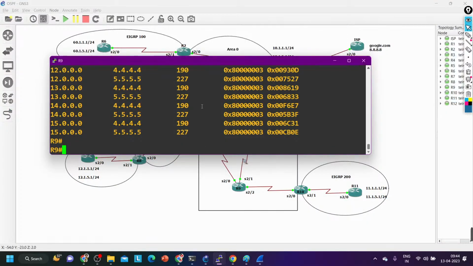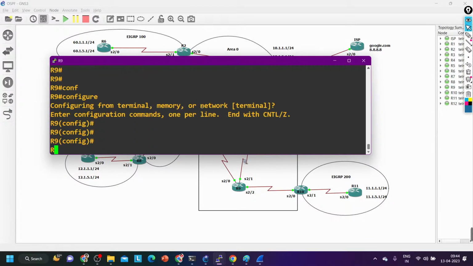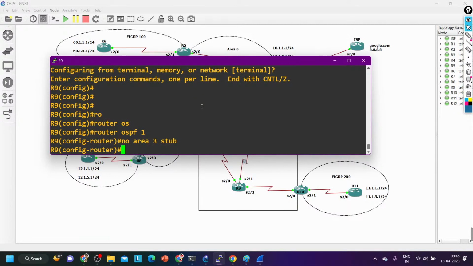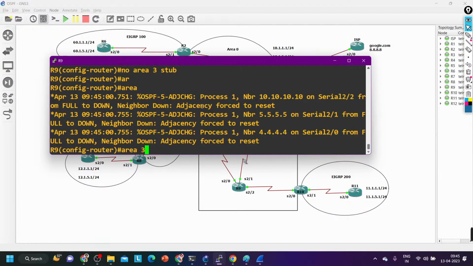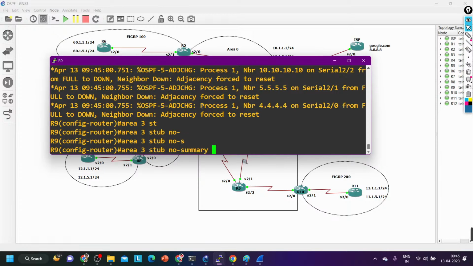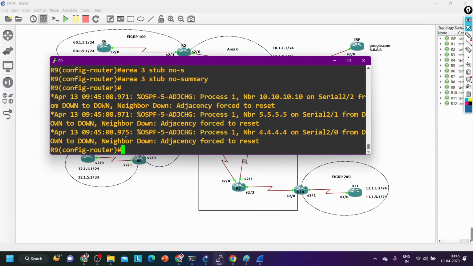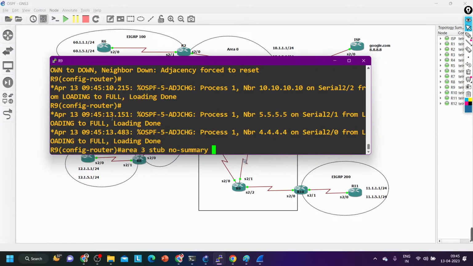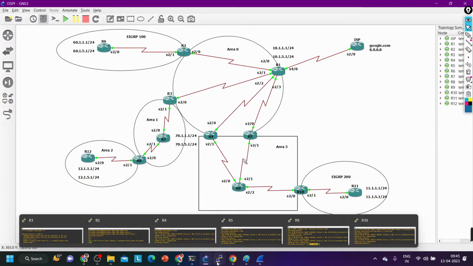On router number 9, first of all let me say router OSPF 1 and no area 3 stub, and area 3 stub and say no summary. This is how you will configure what? Totally stubby area. I am saying area stub and no summary. Filter the summary route, summary LSA as well. So actually the area concept is used to filter LSA only.